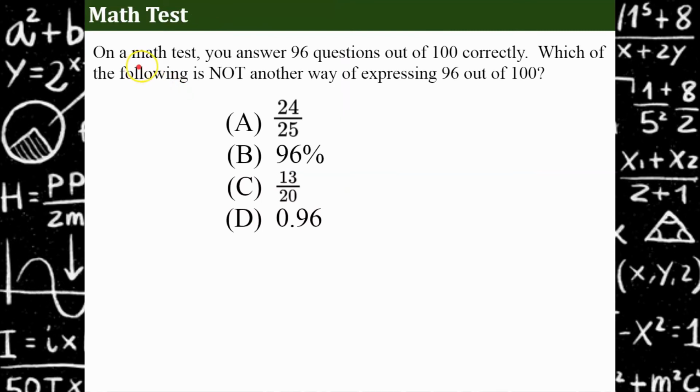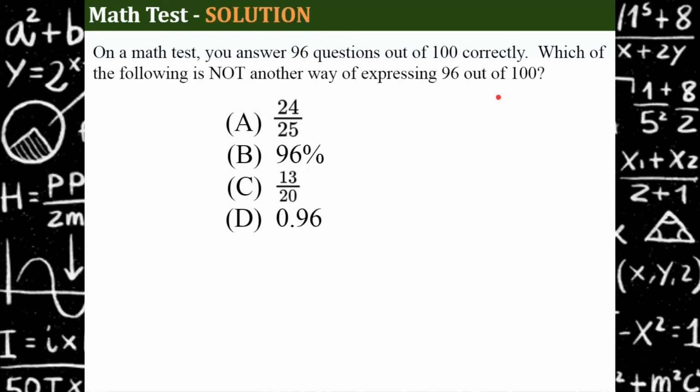All right, here's a problem for you. On a math test, you answer 96 questions out of 100 correctly. Which of the following is not another way of expressing 96 out of 100? Go ahead and pause, pick your answer, come back and hit play when you're ready.